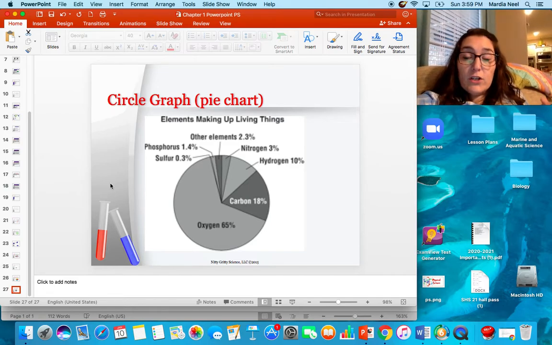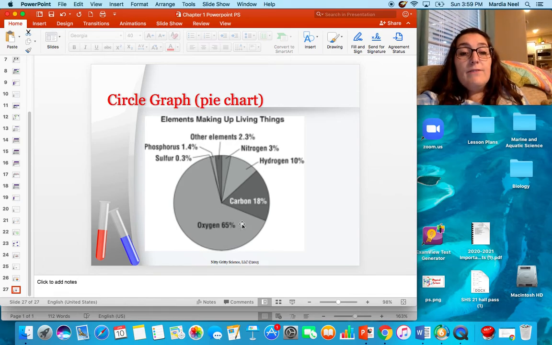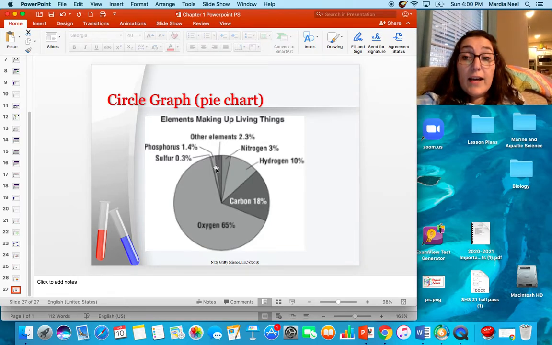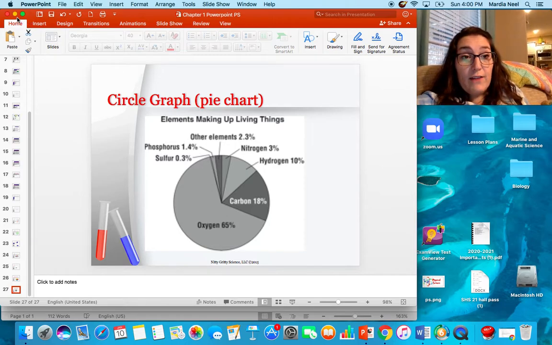So here is a circle graph that's properly labeled and set up. It's got a title. It's divided into equal parts. And if I add all of these parts together, I'm going to get 100%. That's important. It has to add to that every time. And then each one is labeled. So this is elements making up living things. So a living thing is 65% oxygen. We're 18% carbon. The smallest part of this, by looking at this graph, is sulfur at 0.3%. So again, I can get a lot of information very quickly looking at these graphs.